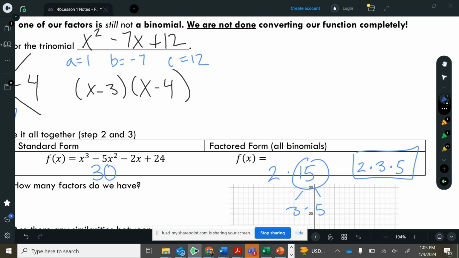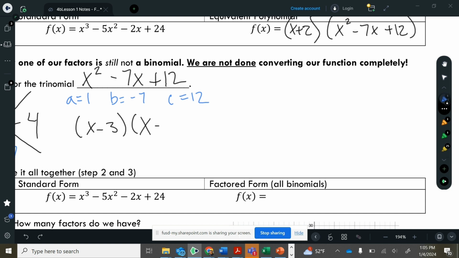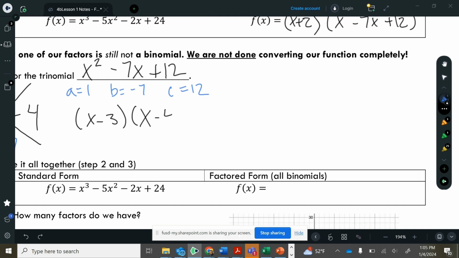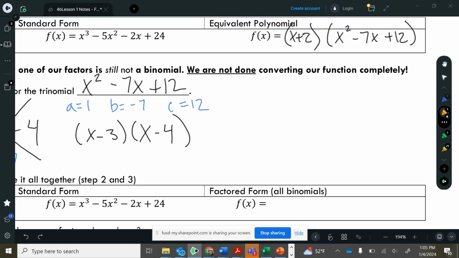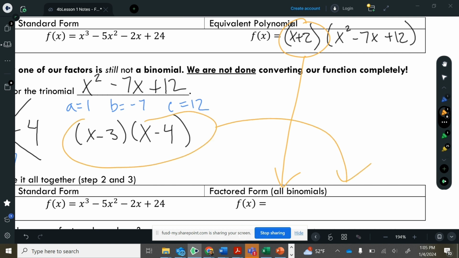We're going to do the same thing, except with our polynomial here. And we've already figured out what those 3 factors are. So let's bring those down here. The first one, x plus 2. Let's bring that down. And then the other two are right here, x minus 3 and x minus 4. Bring those over here. These are going to be our 3 factors.